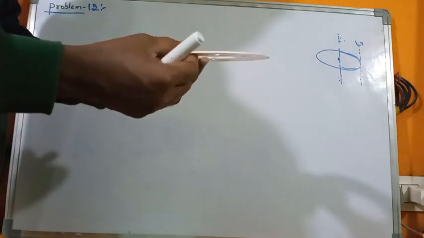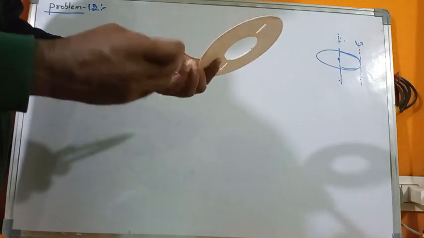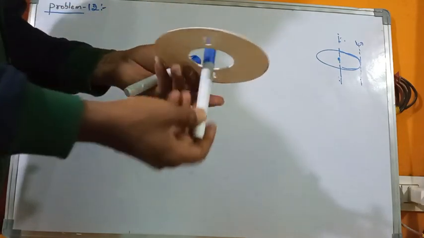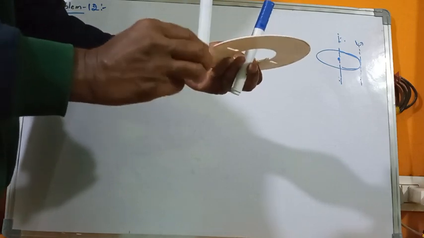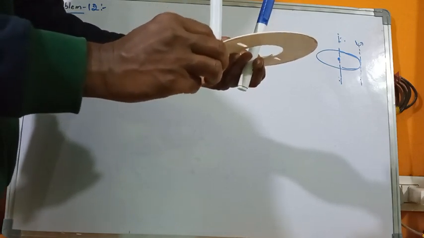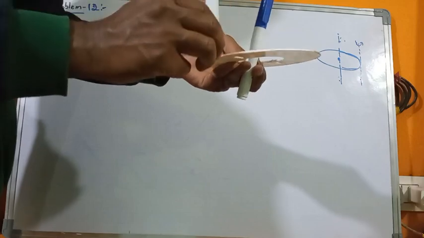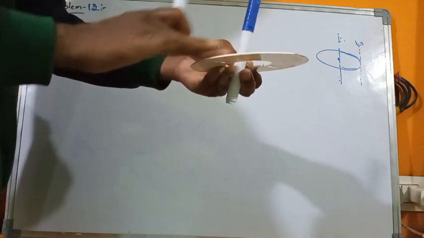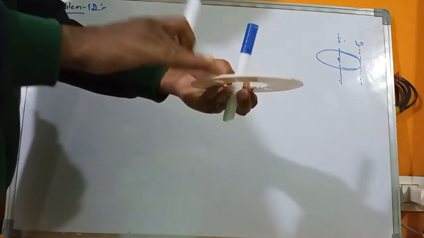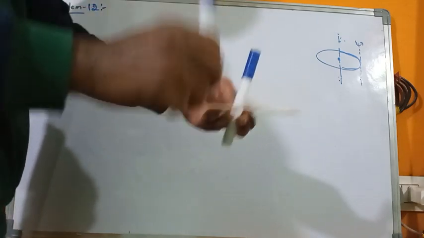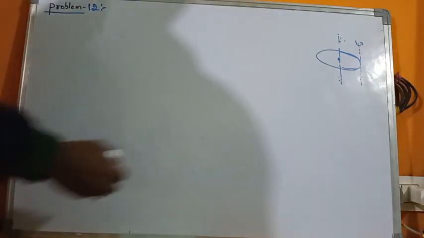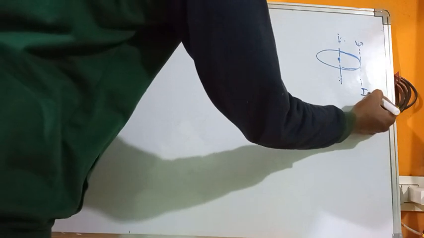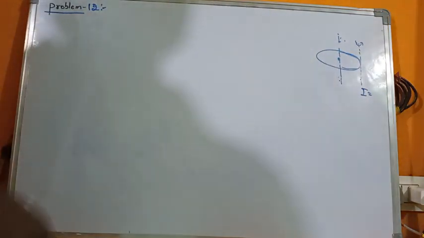If it is a disk and one axis is passing through the center of mass, we all know that. Another axis is passing through the circumference, perpendicular to the plane of the disk. Now we want to find out the kinetic energy, and for that we need the moment of inertia I.